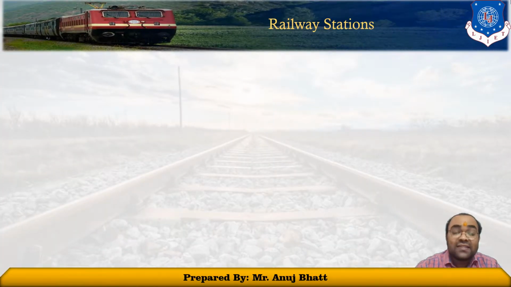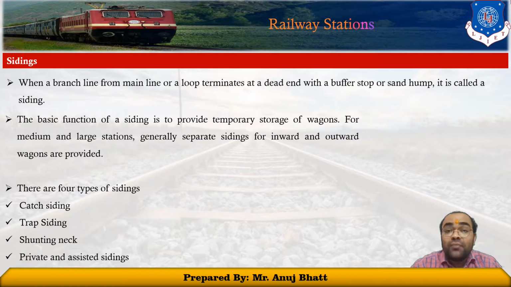Another one is the siding. When a branch line from the main line or a loop terminates at a dead end with a buffer stop or sand hump, it is called a siding. The basic function of a siding is to provide temporary storage of wagons. For medium or large stations, generally separate sidings for inward and outward wagons can be provided. There are four types of sidings: catch siding, trap siding, shunting neck, and private and assisted sidings.